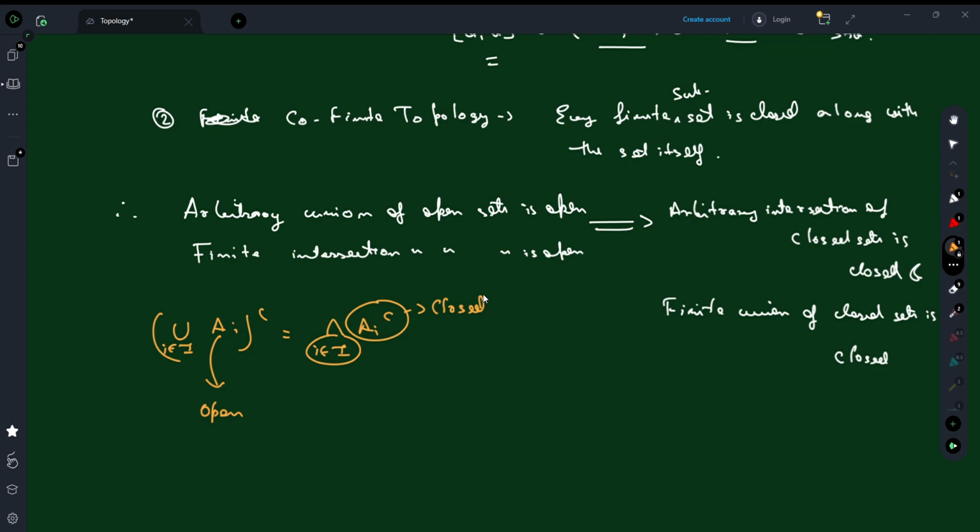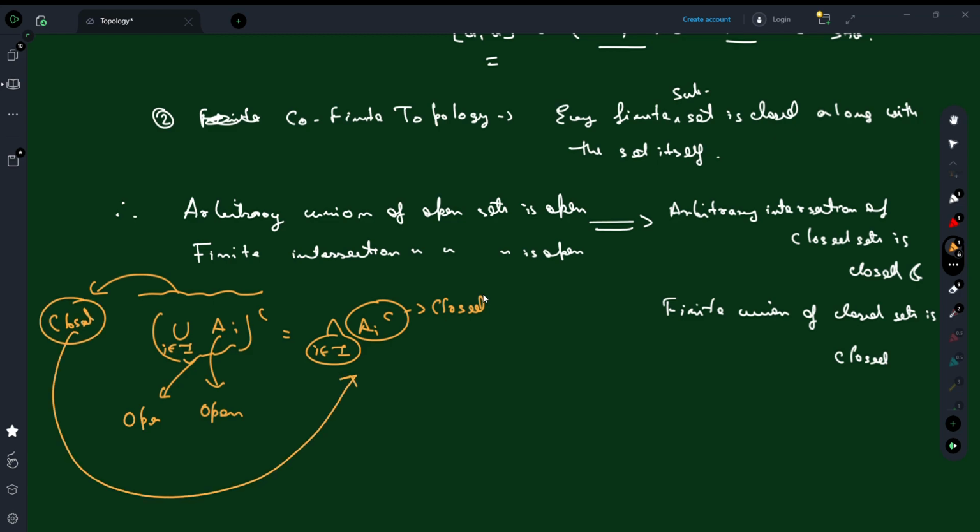Now we know an arbitrary union of open sets is open, right? So this is open, that means the complement of it is closed. So that necessarily means that an arbitrary intersection of closed sets is closed. Similarly, we can frame this up, because if you have a finite intersection, then its complement is a finite union. So if this is open, then this is closed. So it readily follows from here.